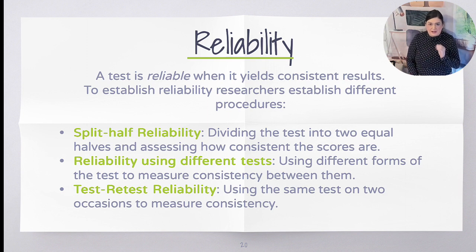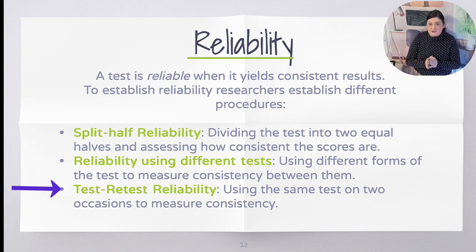First, we have a split half reliability. That's when we divide the test into two equal halves and assess how consistent the scores are, meaning you give one half to one side of the room and the other half to the other side of the room. If both sides of the test are getting about the same score with different questions, then the reliability is good. Right? You're using different forms of the test to measure consistency between them. And then perhaps maybe you'll shuffle the order of the questions. That's a good way to test or retest reliability.